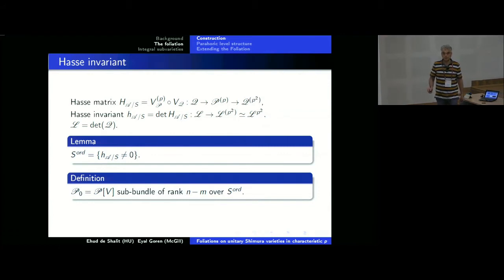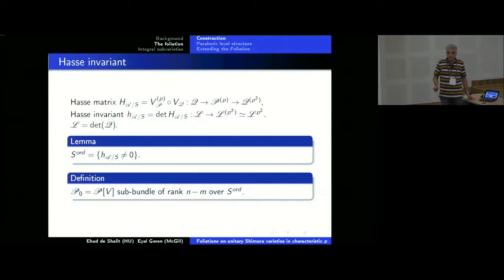So this is very similar to what you get in the classical situation, a section of L to the p minus 1. Here it's a section of L to the p squared minus 1. And this is the Hasse invariant. It's a modular form. And it's a lemma that's not too difficult to show that the ordinary locus is exactly where this Hasse invariant doesn't vanish.